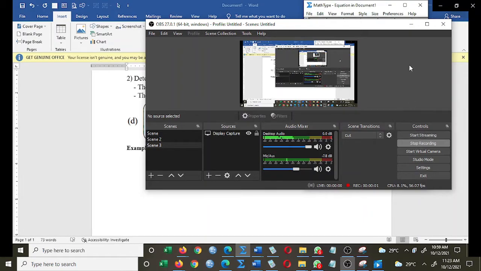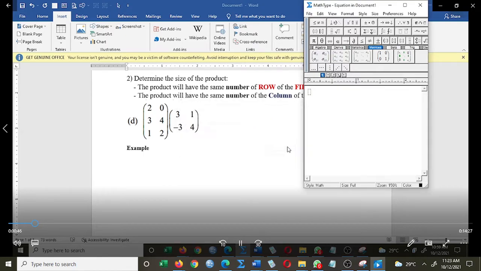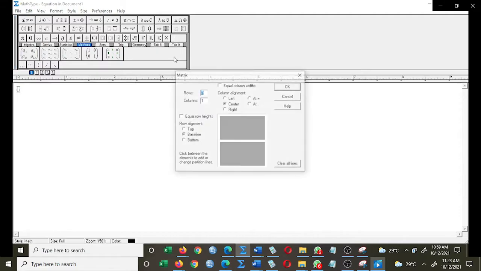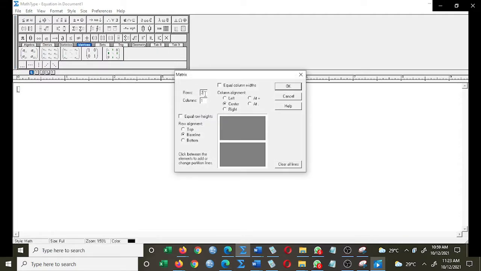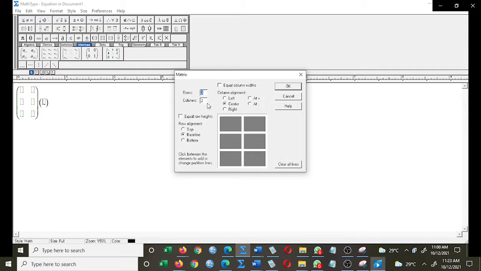I'm seeing 3 rows here. Yes, you're seeing 3 rows. In the first matrix, you have 3 rows and 2 columns. And in the second matrix, it has 2 rows and 2 columns. It's a 2 by 2.